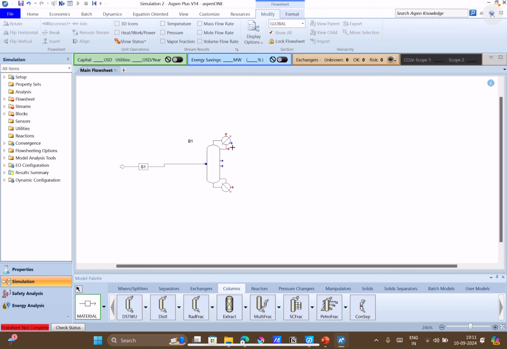Provide the feeds, input, output. So we have the feed, and this is the top product. So let me say RadFrac top and RadFrac bottom part. Okay.